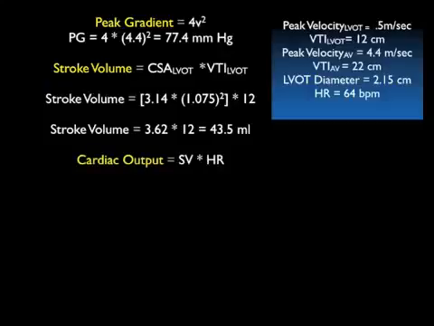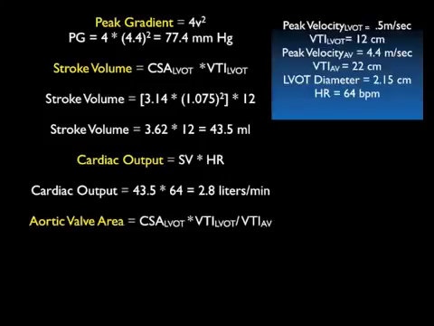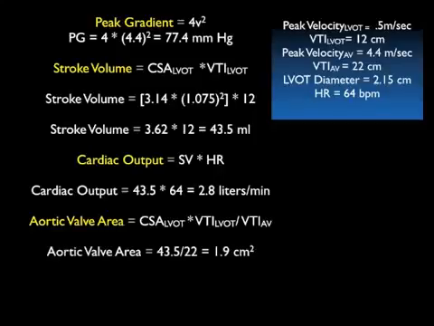Since cardiac output equals stroke volume times heart rate, and the heart rate is 64, we calculate a cardiac output of 2.8 liters per minute. Our final calculation of the aortic valve area is obtained by rearranging the continuity equation to solve for aortic valve area. The numerator is the stroke volume, and since we already solved for the stroke volume, we simply divide this by the measured velocity time integral through the aortic valve to yield a resulting area of 1.9 square centimeters.